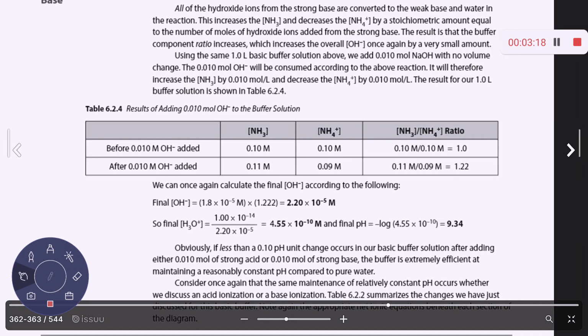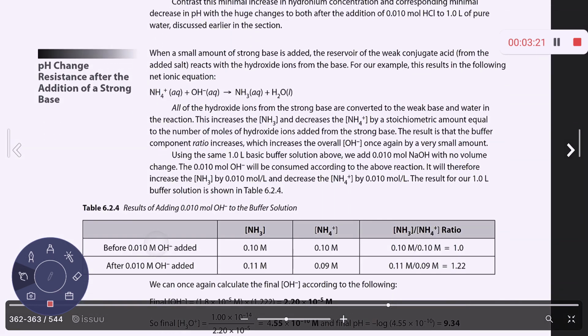Okay, on the next page, if you add a small amount of a strong base, then however much conjugate acid you have present will react with the hydroxide ions from the base. So this would be the conjugate acid here, and this is the hydroxide from the strong base. Your hydrogen ions will move in this direction, and then you will go back and form the weak base and water. So all of the hydroxide ions will be converted to the weak base and water.